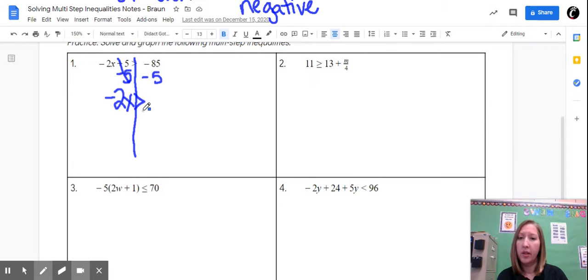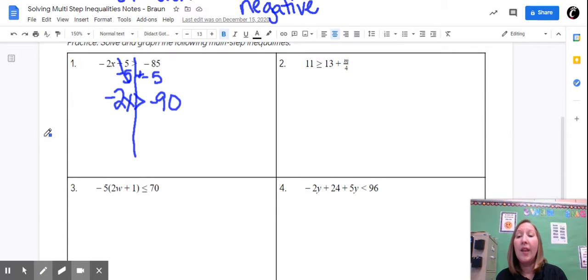We've got our inequality symbol. And then we have negative 85 minus 5. Now, anytime we're subtracting like this, we want to do keep, change, opposite. We're going to keep our negative 85, change it to addition, and take the opposite of 5, which is negative 5. So negative 85 plus negative 5 is going to give us negative 90.